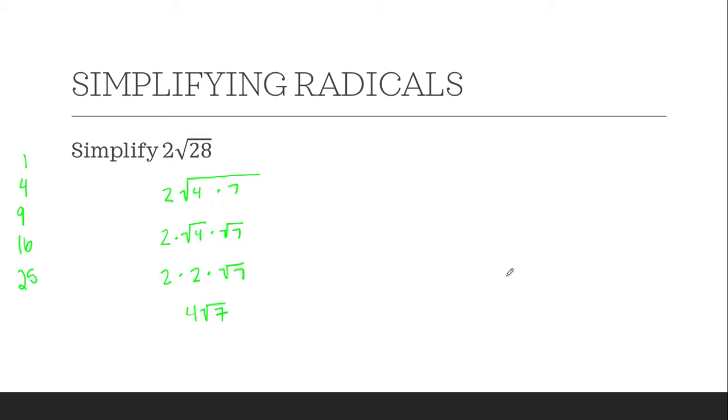So that is all the information you need to know. You also need to know the quadratic formula, negative b plus or minus the square root of b squared minus 4ac divided by 2a. Other than that, you're going to do amazing.